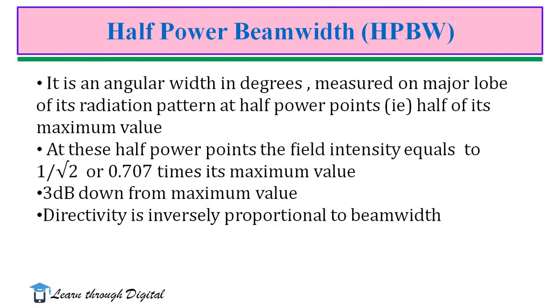Half-power beamwidth is an angular width in degrees measured on major lobe of its radiation pattern at half-power points, that is, half of its maximum value. At these half-power points, the field intensity equals 1 by root 2 or 0.707 times its maximum value. Half-power beamwidth is otherwise called 3 dB beamwidth, since it is 3 dB down from maximum value. Directivity is inversely proportional to beamwidth.